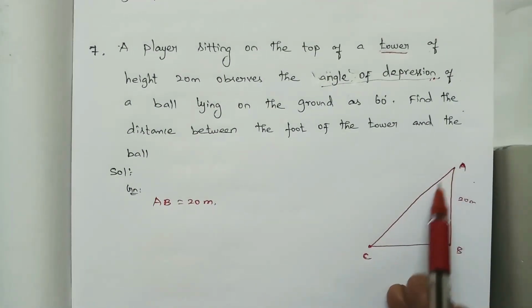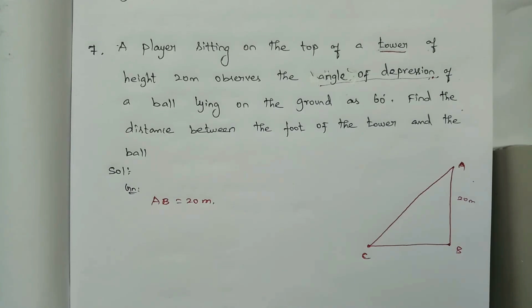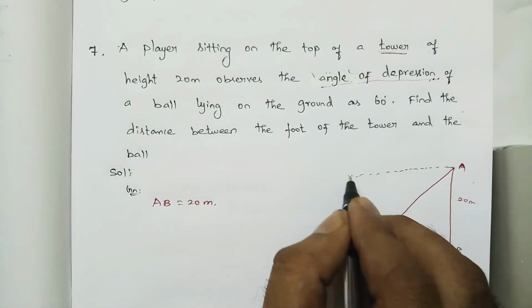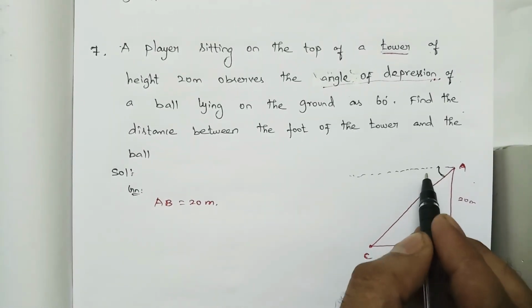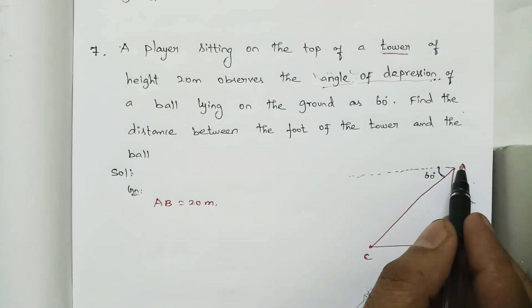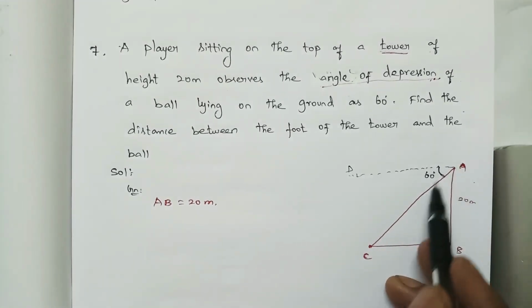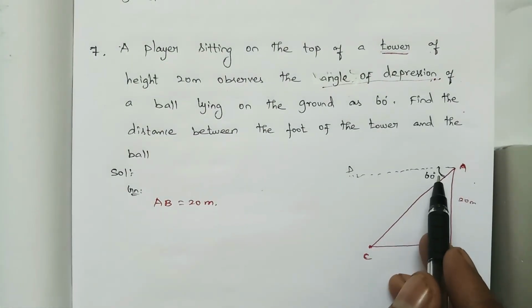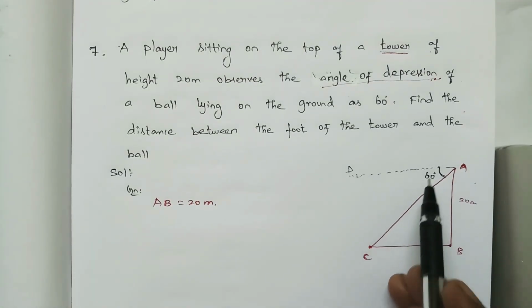So this is the line of sight, and the horizontal line is what is called a horizontal line. See, this is a horizontal line. So the angle of depression is nothing but 60 degree. So this angle is 60 degree. Here AD is the horizontal line, AC is the line of sight, and in between them the angle will be formed. Here the angle of depression is 60 degree.